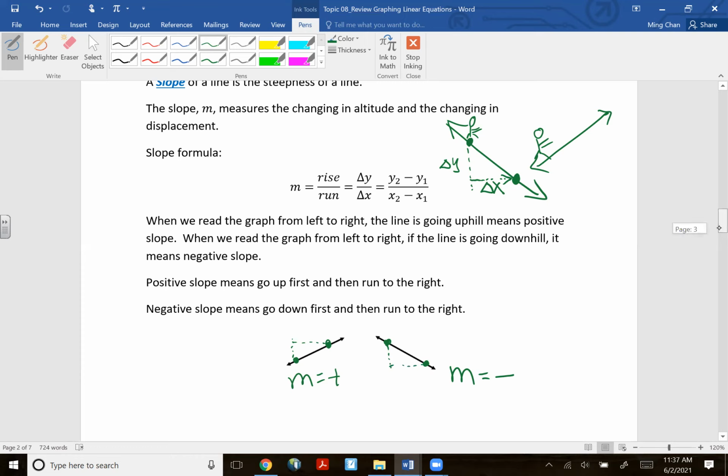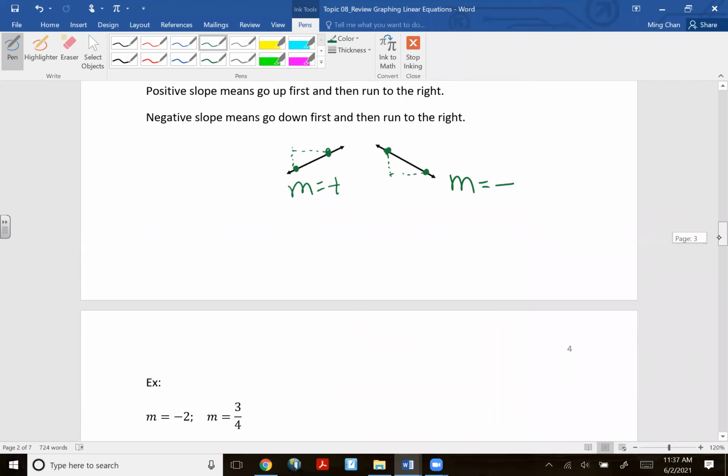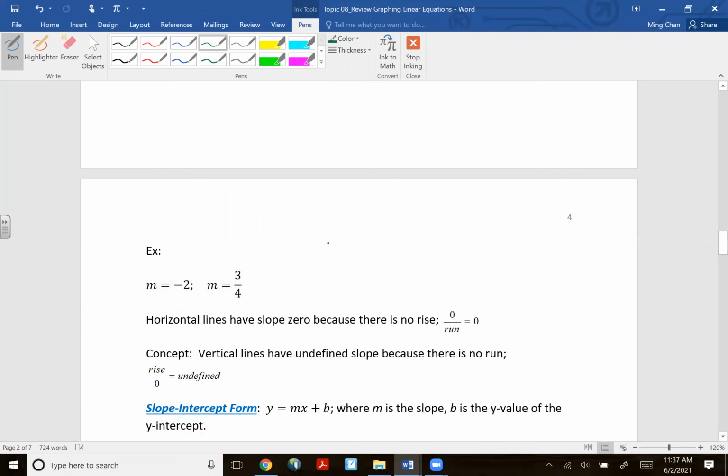So the slope, other than telling how steep this line is, also tells us how to go from one point to the next point on this line. For example, if I have a slope that is -2, -2 means -2/1. Since the slope is negative, it means we will go down 2 places first, then run to the right 1 to reach the next point on the line.